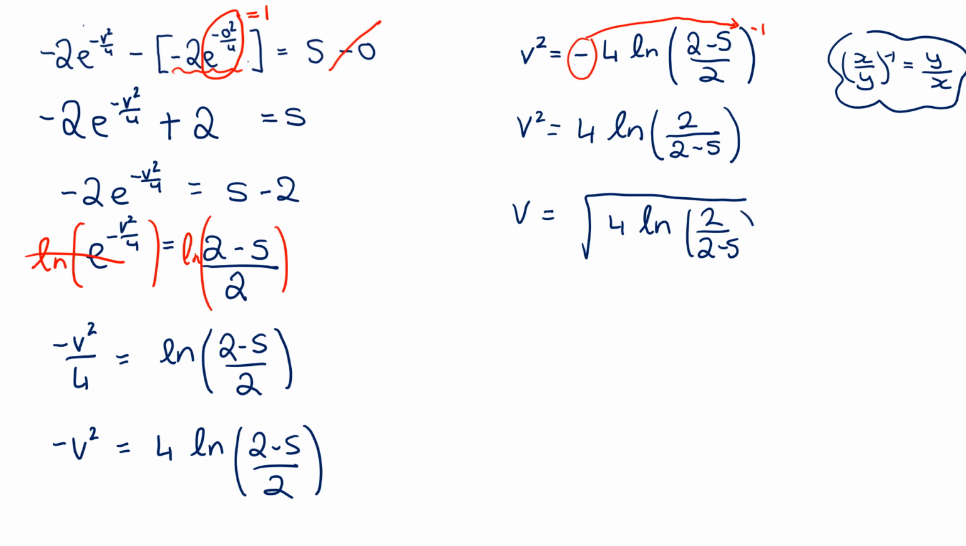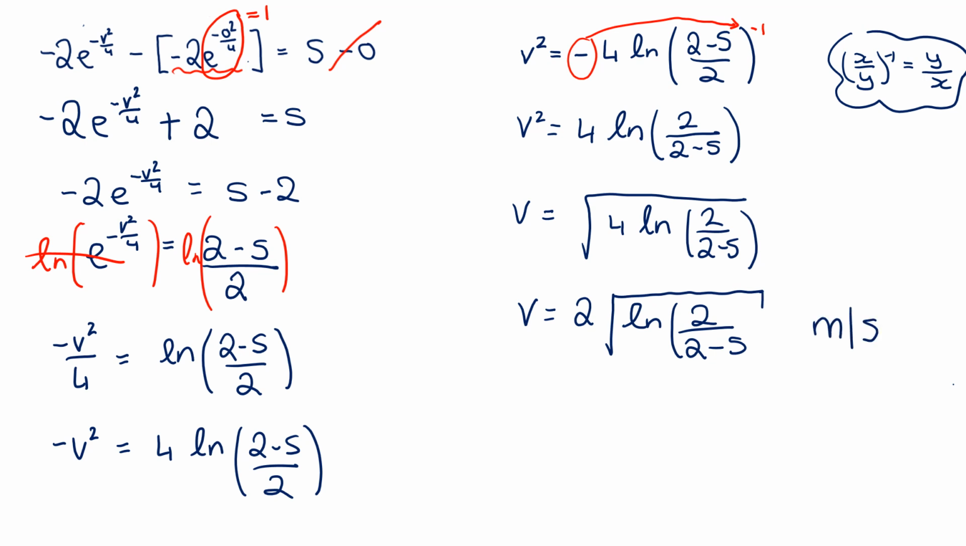And then we're going to square root that. And I can pull that 4 out in front because the square root of 4 is 2. We can do that because it's multiplying. And we get 2 over 2 minus s. And that's velocity, so it's meters per second.